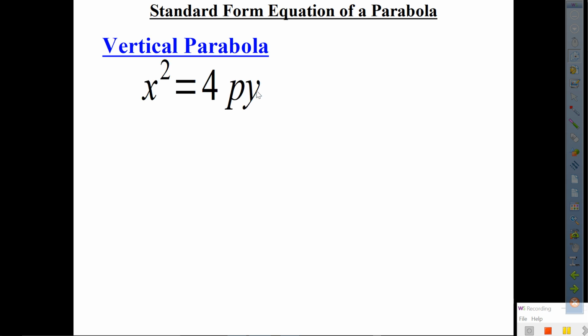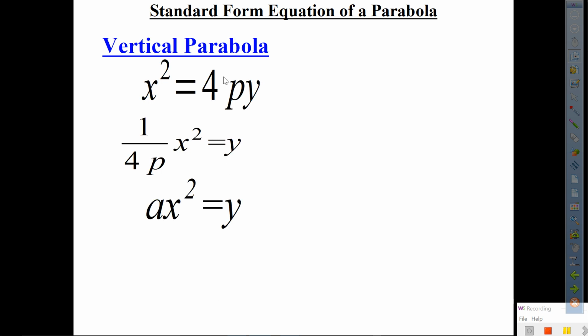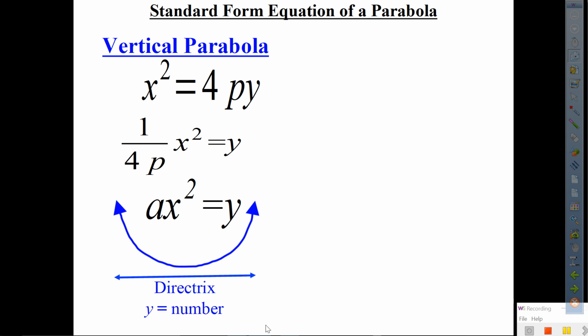However, if I was to leave y by itself here, and I get rid of 4p, it would look like this. If I was to get rid of this 1/4 p and replace it with another variable, it would look like that. All those are vertical parabolas. What does the word vertical mean? That when we graph it, it's going to open either upward or downward, vertically. But what do we need to graph it? We need a directrix, a straight line, so that we can have the points equidistant from it.